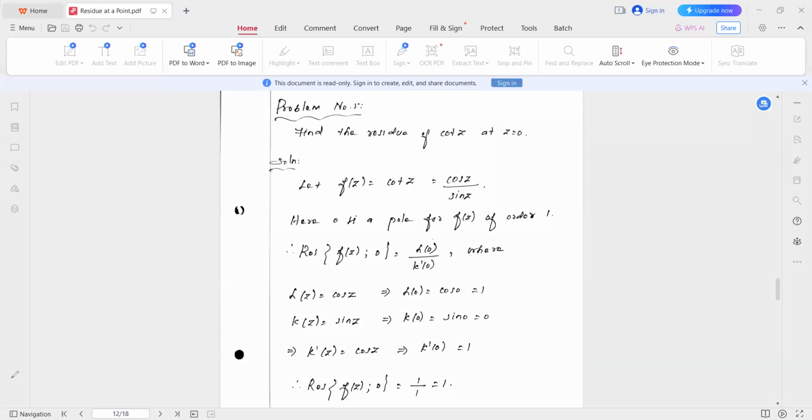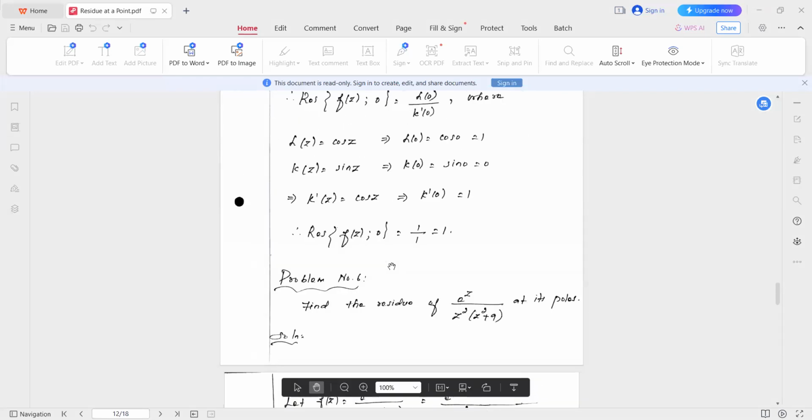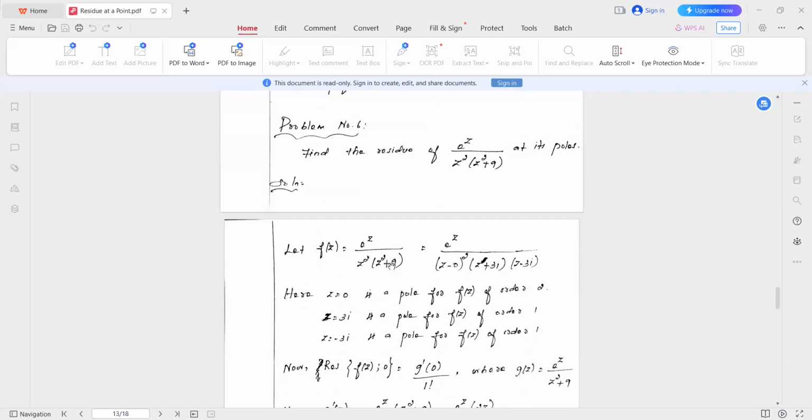So it's an easy problem. Now the next problem: find the residue of e power z by z square into z square plus 9 at its poles. We have to find the residue of the given function at all its poles. First let us find the poles. Let us take the given function as f of z. So f of z is equal to e power z by z square into z square plus 9, and z square plus 9 can be written as z plus 3i into z minus 3i.